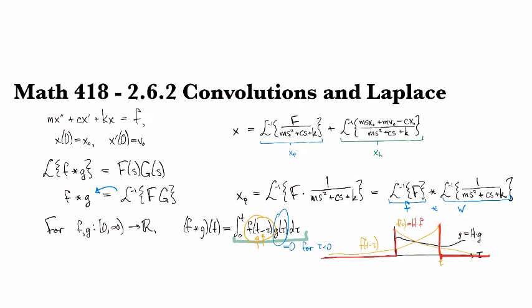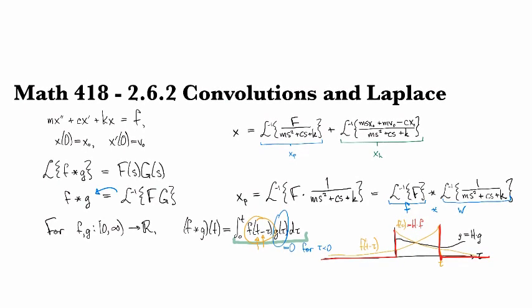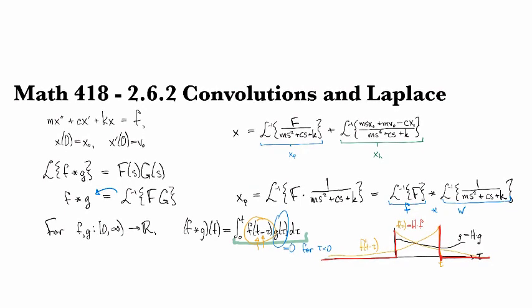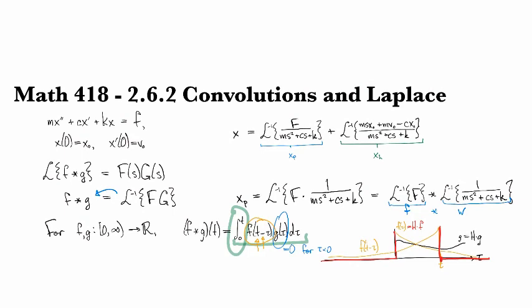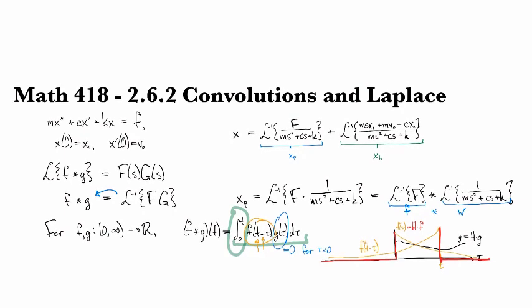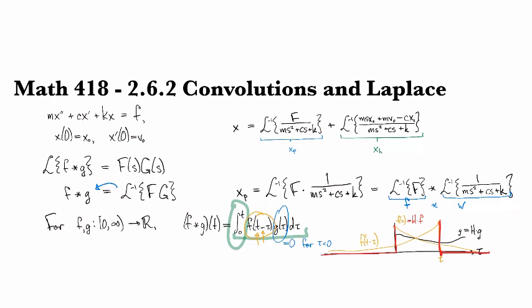All right, and so this is the reason why when we're doing convolutions for functions of this type, you see that the bounds of integration are from 0 to t instead of from minus infinity to infinity. You can think of them as being from minus infinity to infinity with these cutoff functions put in there.